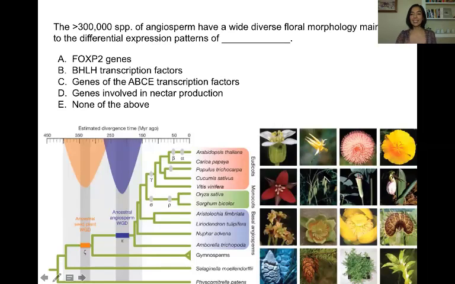So playing with the turning on and off of these genes explains partially the different and amazing diversity that we have in flowering plants, and not only in flowering plants, but also in gymnosperms. So the more than 300,000 species of angiosperms have wide, diverse floral morphology, mainly due to the different expression patterns of A, FOXP2 genes, B, bHLH transcription factors, C, genes of the ABCE transcription factors, D, genes involved in nectar production, or none of the above.